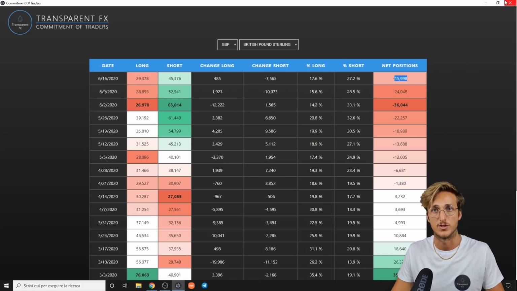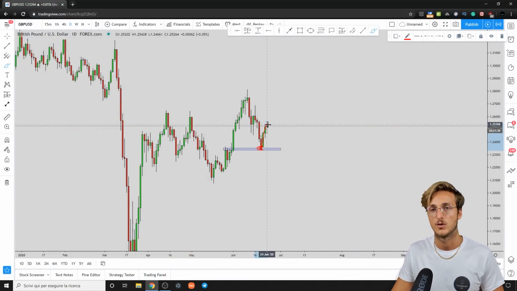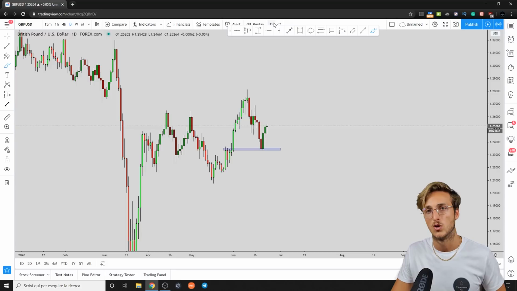Obviously great confluence because, as I said, that is how we look at it. And from a technical perspective, everything was indicating for the move to the upside to the neckline. And in fact, that is exactly what GBP USD did.